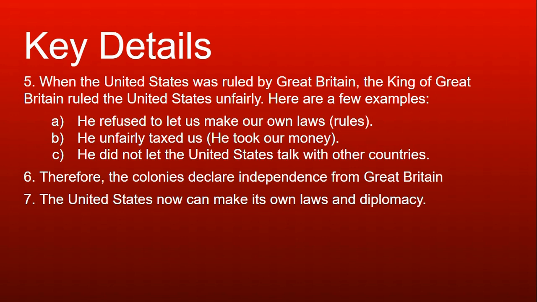Finishing up the key details, the Declaration goes on to discuss the many grievances American colonists have against the king, and that he has ruled the colonies like a tyrant. A few examples include his refusal to let colonists make their own laws, unfair taxes, and that he does not allow the colonists to have diplomatic relations with other countries. And because of all these grievances, it is time for the colonies to declare their independence from Great Britain.